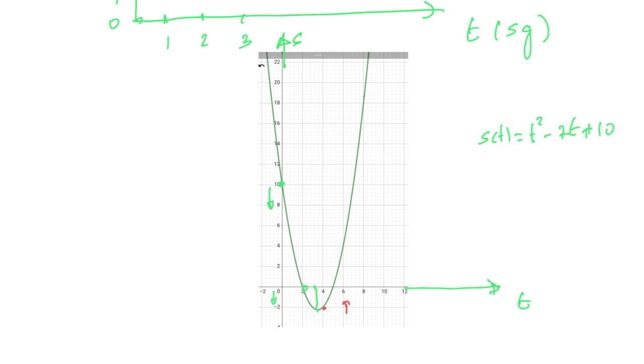So the velocity is the measure of the slope. The slope that is here is the instantaneous velocity. The slope that is here is the instantaneous velocity. If the slope is positive, it means that the object is moving in this direction. If the slope is negative, like in this case, here the slope is negative, it's because the object is moving in the negative direction of s.